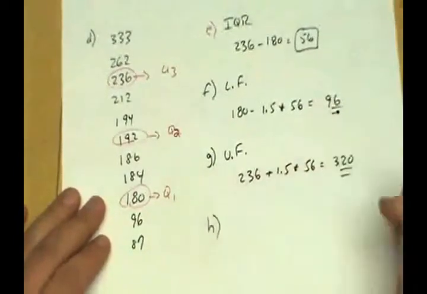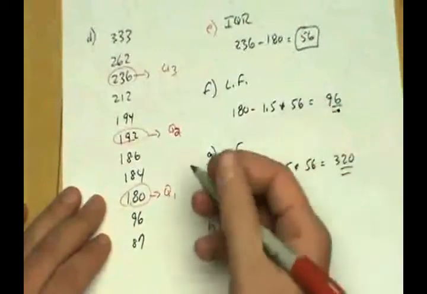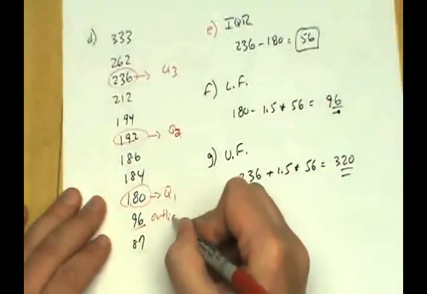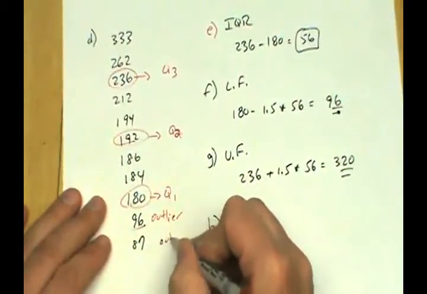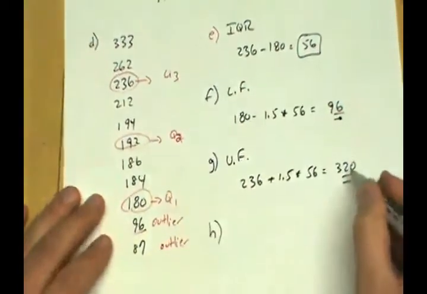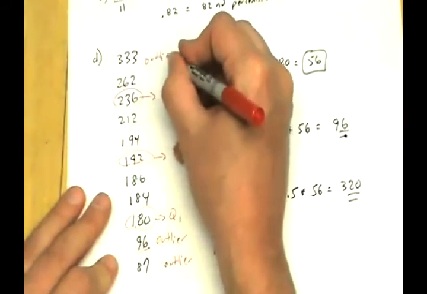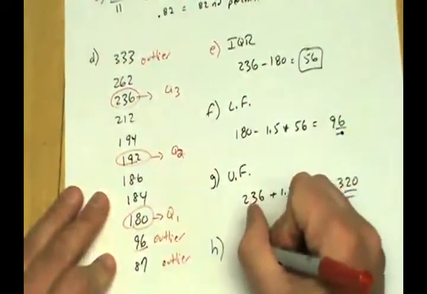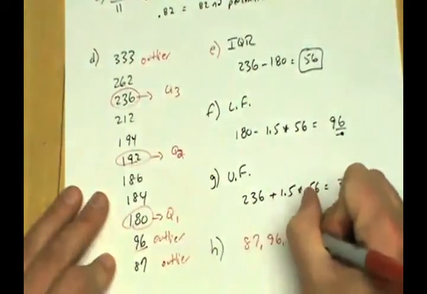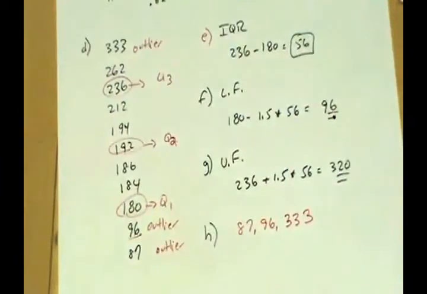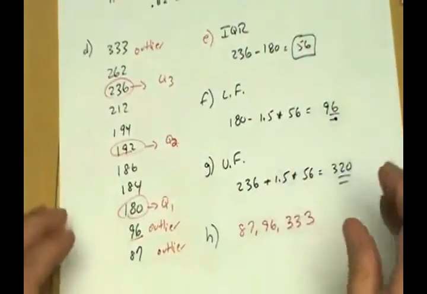So when they ask for letter H, well, 96 actually ties, so this is an outlier. 87 is an outlier because it's below that. And anything at or higher than 320, so 333. We have three outliers: 87, 96, 333.